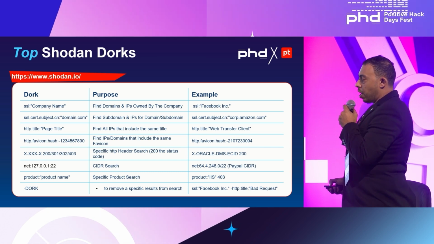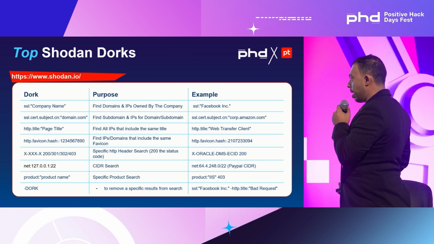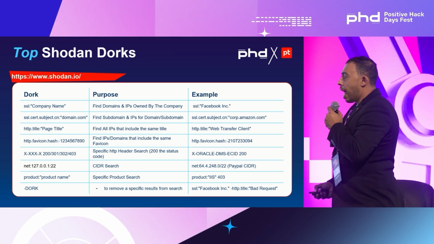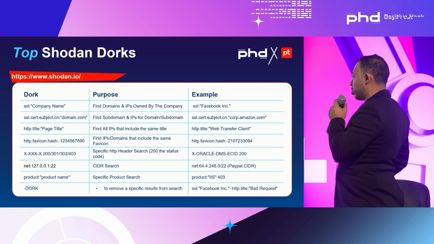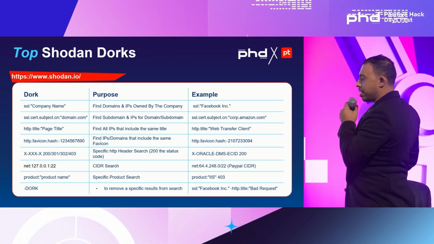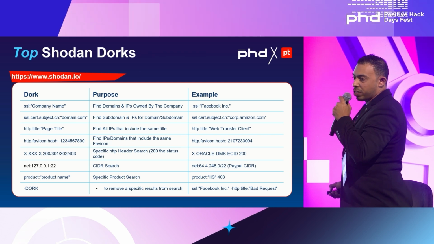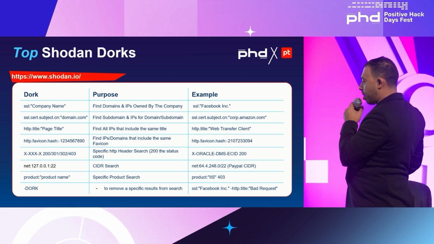When you're looking for a CIDR or a product name, we can use it as well. As an example, we have IIS. And dash: I can use it to remove specific results from a search. Like if I write Facebook, Inc. and find a lot of duplicate results, I want to remove them, I can use dash and, like, http.title to remove this title.